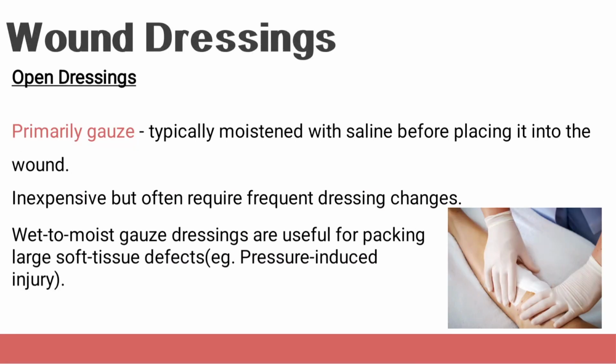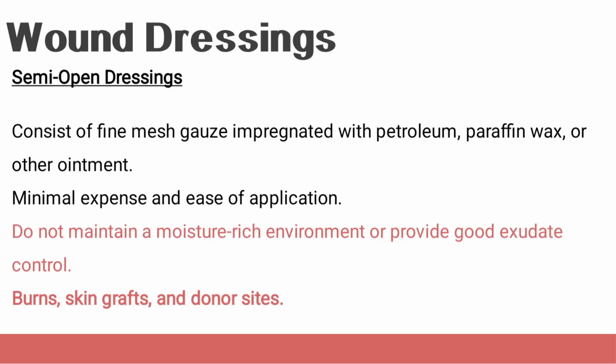Open wound dressings: primary gauze. We usually moisten them with normal saline before placing into the wound. They are very inexpensive but often require frequent dressing changes. As I described earlier, they can be used for wound packing. Next, the semi-open dressings. They usually consist of fine mesh gauze impregnated with petroleum, paraffin wax, or other ointment. They are also of minimal expense and easy to apply, but usually they do not maintain a moisture-rich environment or provide good exudate control. We use them for burns, skin grafts, or donor sites.